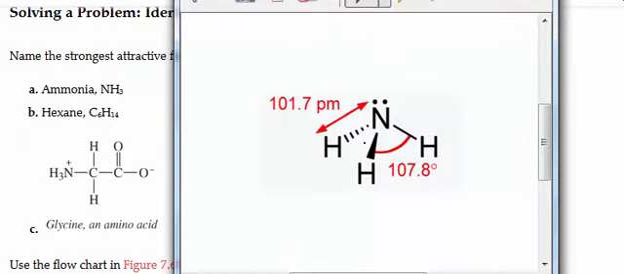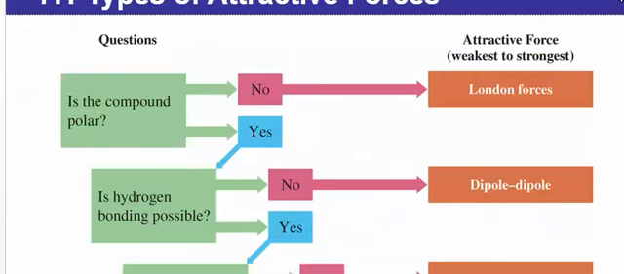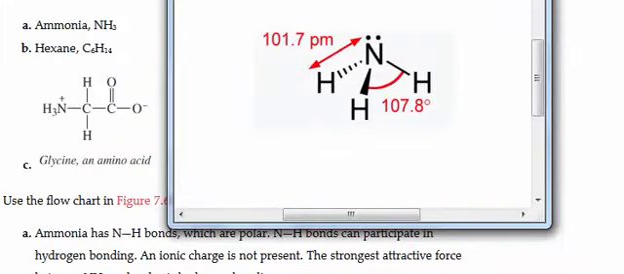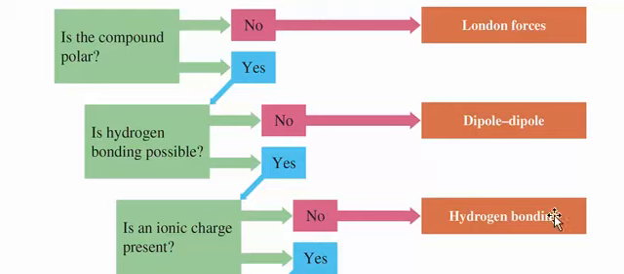And yes, hydrogen bonding is possible because nitrogen is covalently bonded to hydrogen, and there's a lone pair on our nitrogen. And then the next question is, is an ionic charge present? And no, it's not, because ammonia does not have an ionic charge. So according to our flow chart, it must be hydrogen bonding.